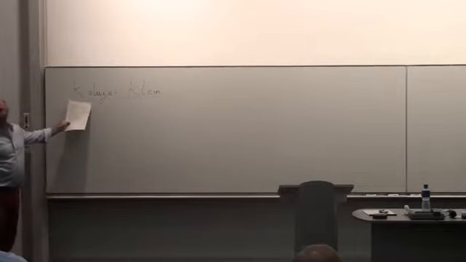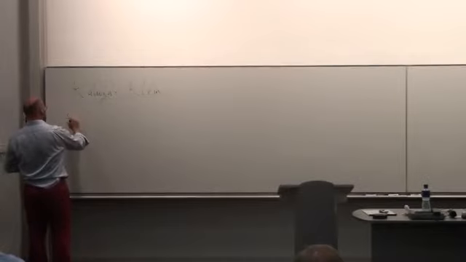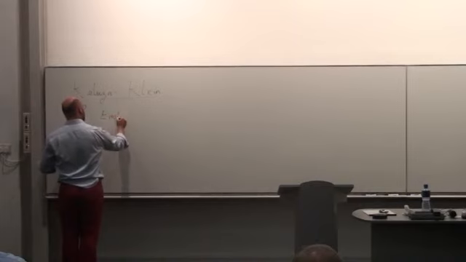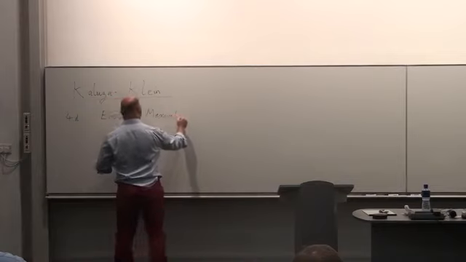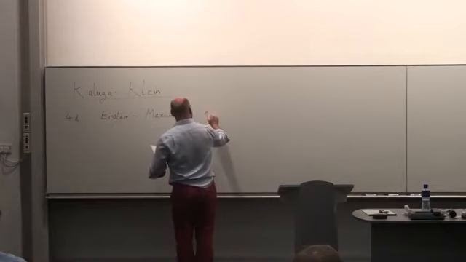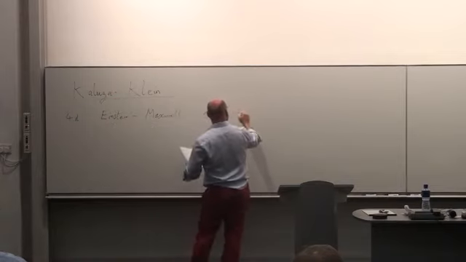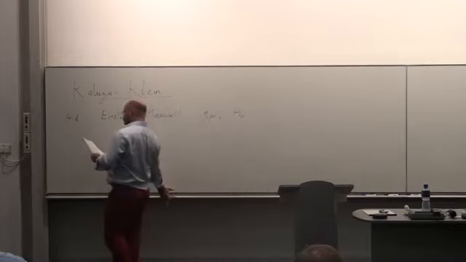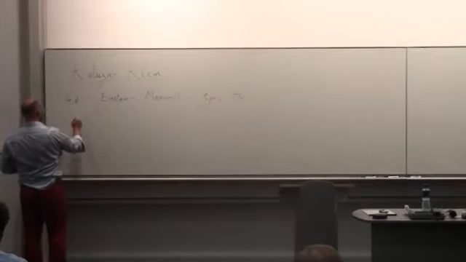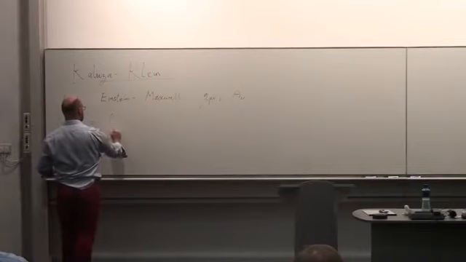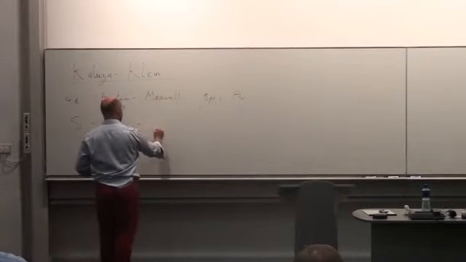Is that a good sized handwriting? So, of course, we had 4D Einstein, Maxwell, with the fields in the theory being the metric and some one form. Of course, there was some action, which we all know. This Einstein-Hilbert.